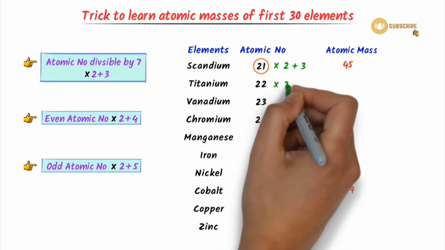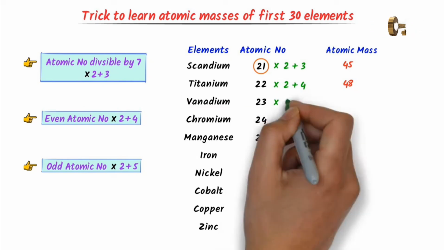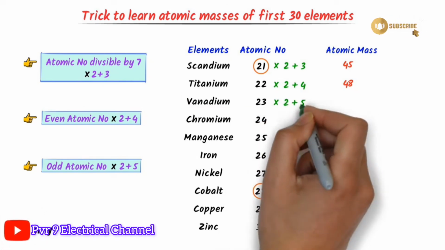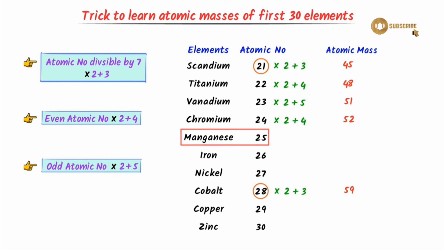According to the second trick, I multiply 22 by 2 and I add 4 to it. I get 48. The atomic number of vanadium is 23. According to the third trick, I multiply 23 by 2 and I add 5 to it. I get 51. The atomic number of chromium is 24. I multiply it by 2 and I add 4 to it. I get 52. The atomic number of manganese is 25. I multiply it by 2 and I add 5 to it.